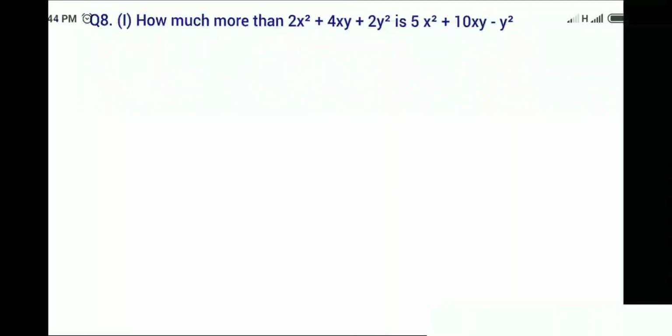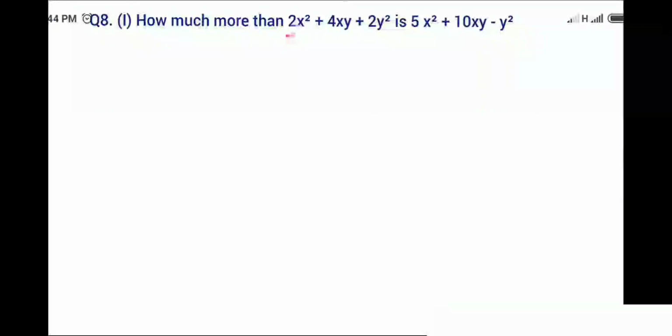How much more than this value is from this? That means this value is more. Thus to find the difference we will subtract from this. Let's subtract.